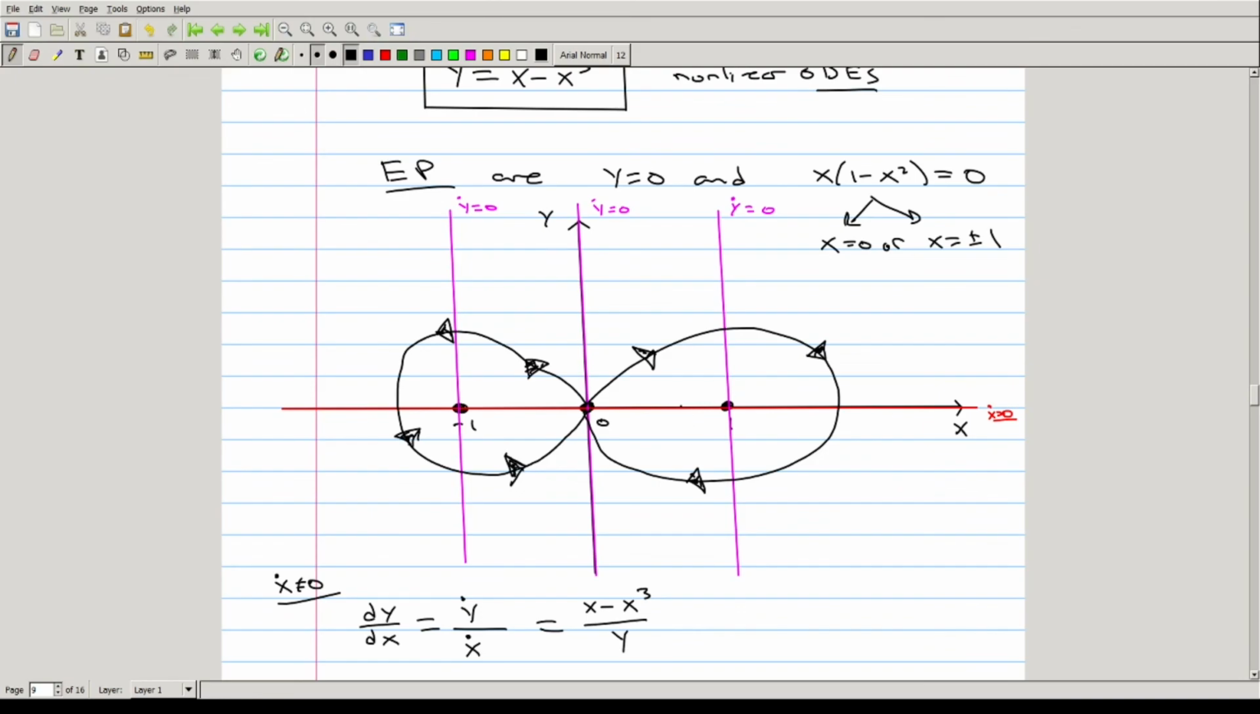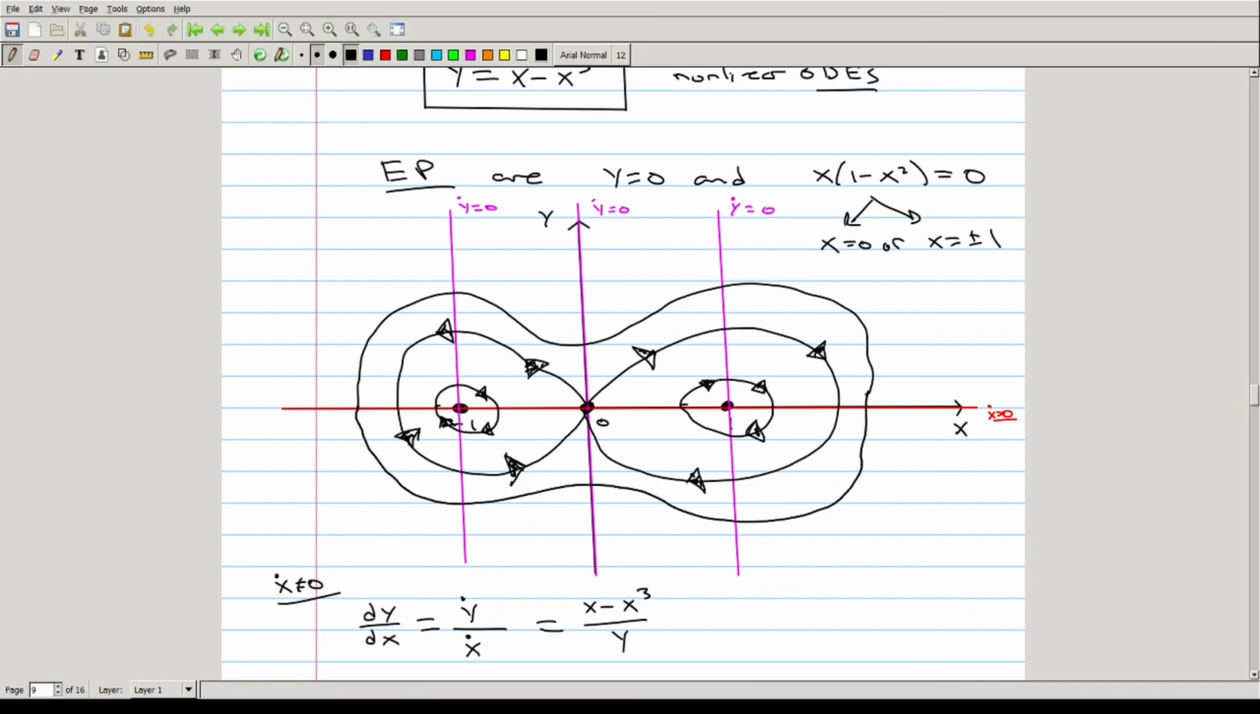And then for any orbit inside this region, any initial condition inside this region, the orbit goes around this critical point, goes around this critical point, and then for any initial condition outside of the separatrix, you get a solution curve that takes this general peanut shape.